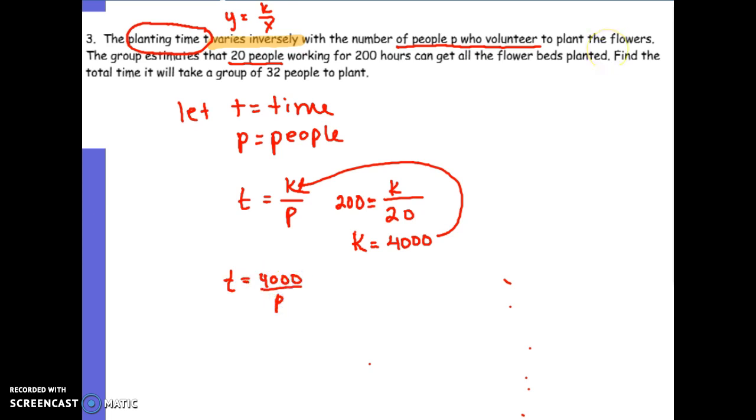The rest of the question says find the total time it will take a group of 32 people to plant. So we're looking for the time, but we know the number of people. It's 4,000 divided by 32, which gives us an answer of 125 hours.